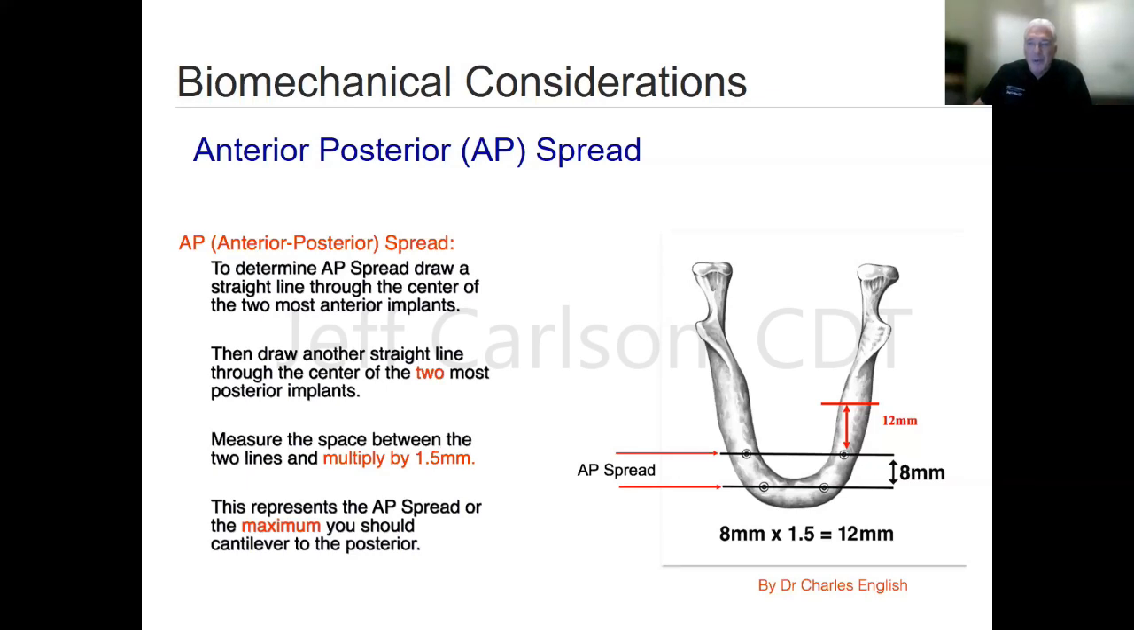So here we measure between the center of the anterior implants and the center of the posterior implants. This particular scenario is 8 millimeters. The magic number he found was that if you multiply the space by 1.5, that tells you the maximum that you should cantilever past that distal implant. Now, that doesn't mean you automatically do that.